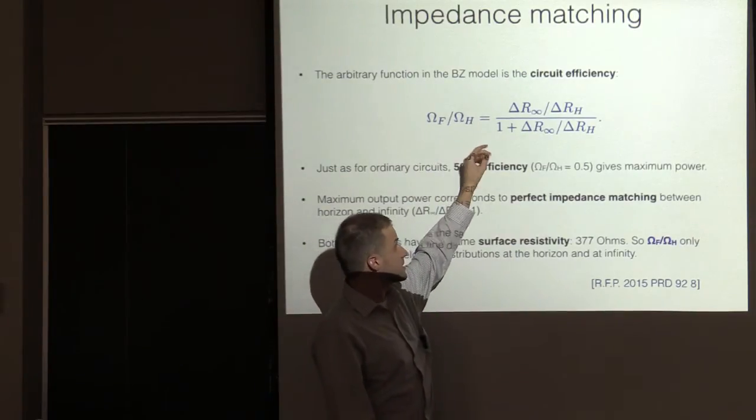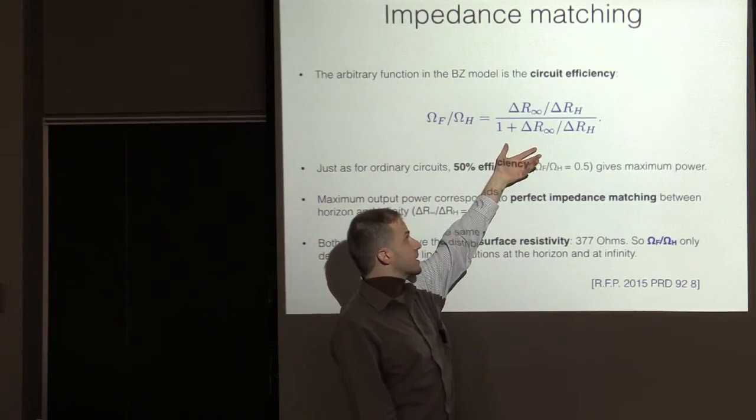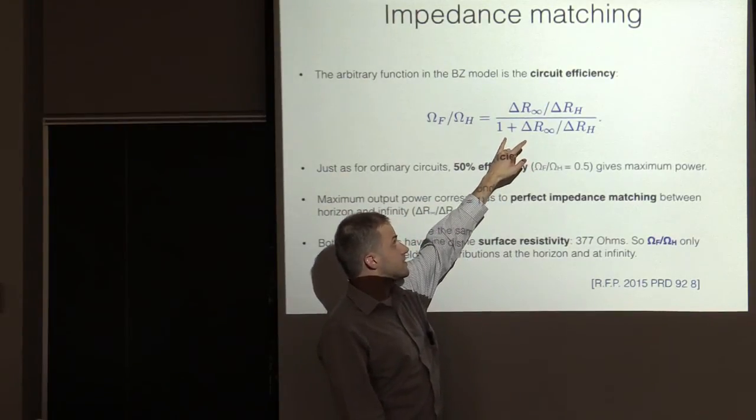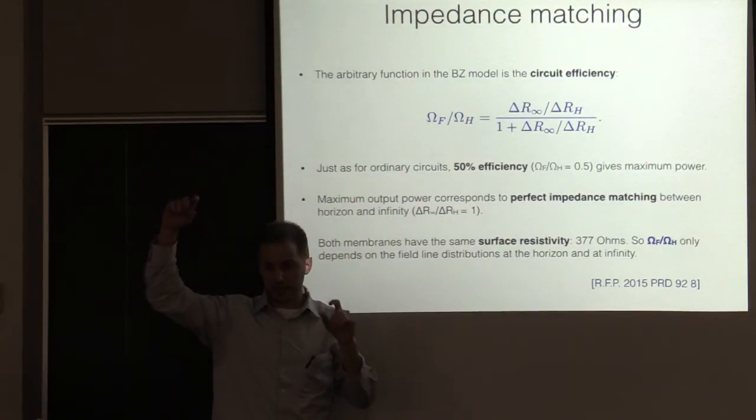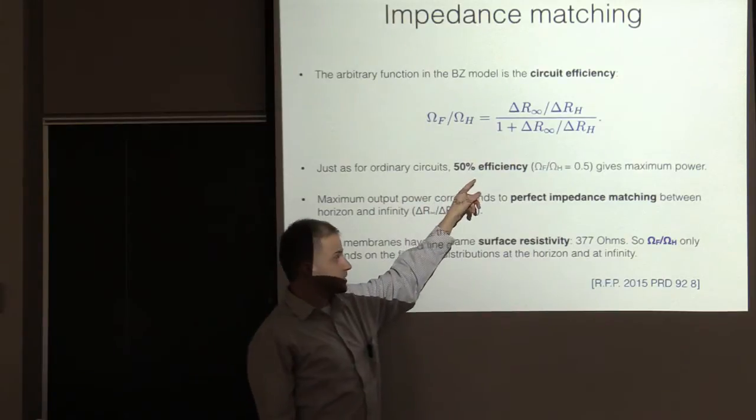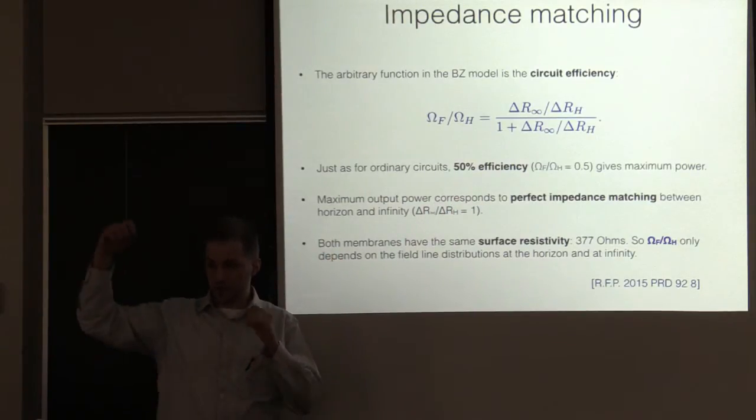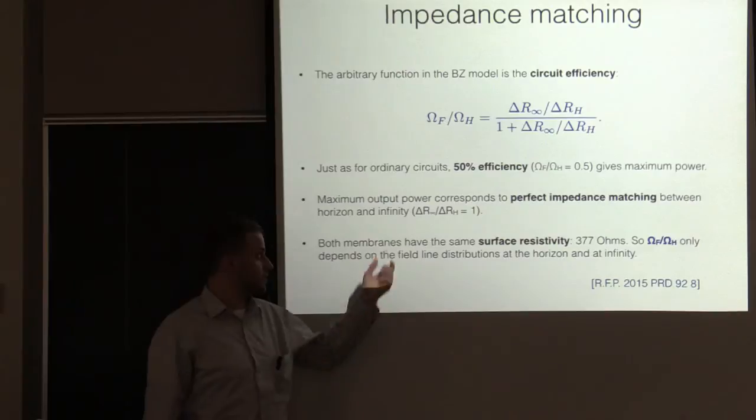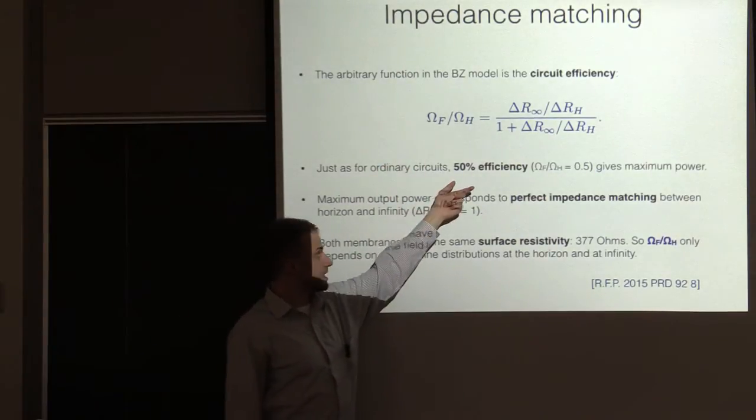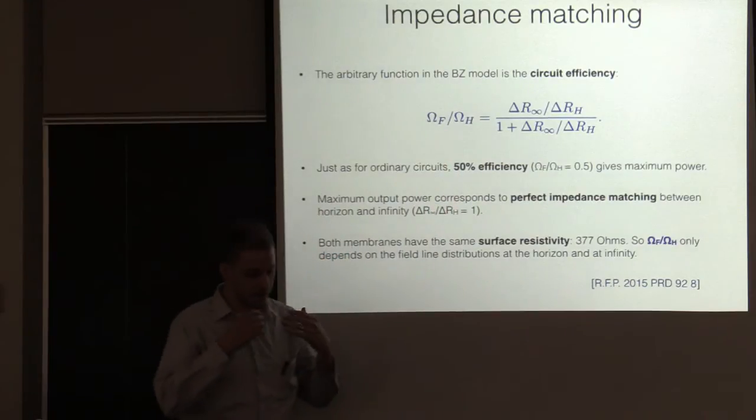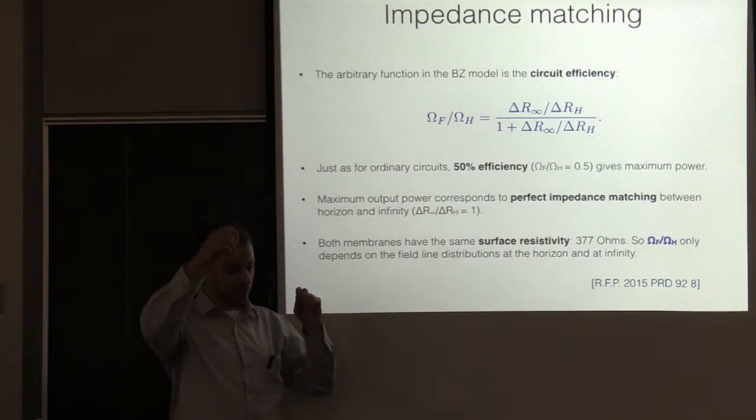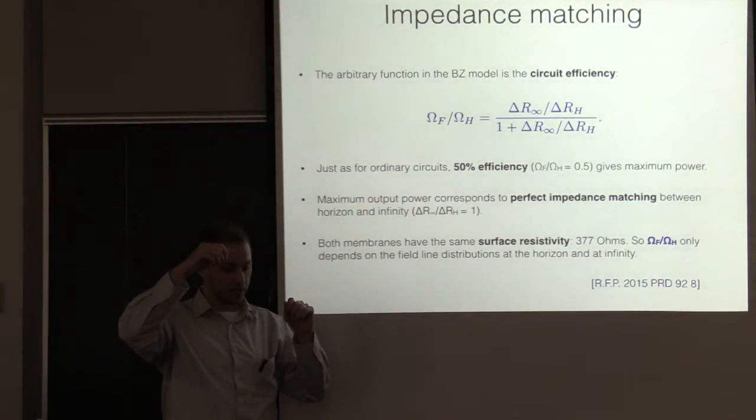The circuit efficiency is precisely given by this formula. It has to do with the ratio of the resistance at the load at infinity and at the horizon. And just as for ordinary circuits, you get maximum power at the load when you have perfect impedance matching. That's a general property of this equation in ordinary circuits. 50% efficiency gives you the most powerful jets, the most dissipation at the load, and it corresponds to perfect impedance matching between horizon and load.